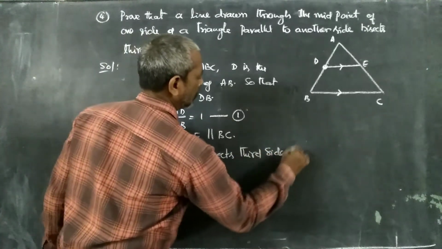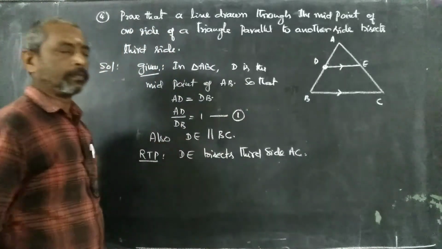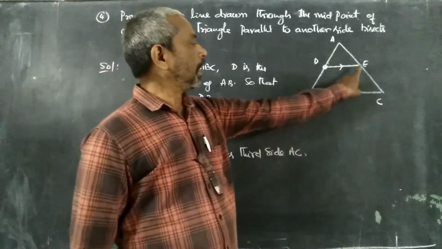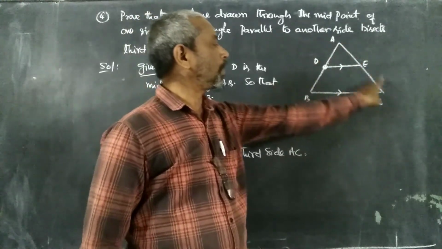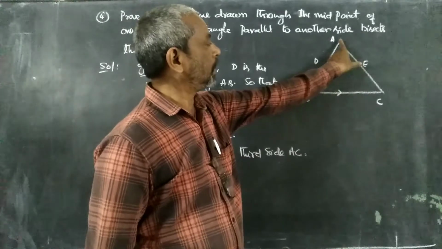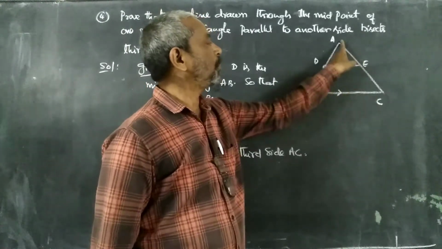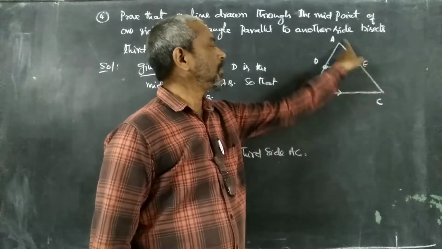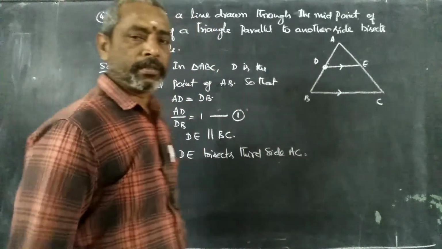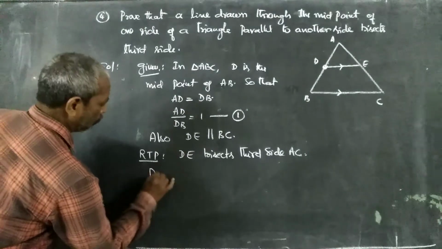So to prove DE bisects the third side AC, it is enough to prove E is the midpoint of AC. If E is the midpoint of AC, then AE is equal to EC. Or if AE is equal to EC, E is the midpoint of AC. Hence, DE bisects AC. Proof.